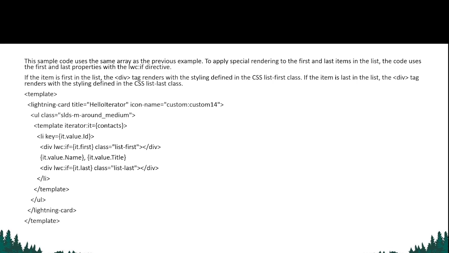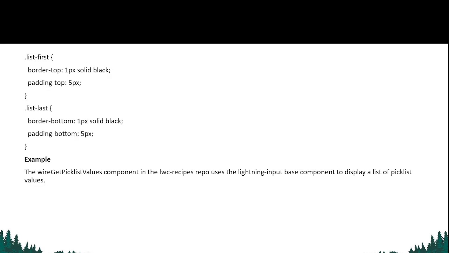I am giving the icon name, then the unordered list is formed, then the listing of the key and the binding of the key with the contact value or the iterator is there. Then after that we are closing the list and the template and the unordered list, and then the last one is the lightning card. So this will generate the first link and the border.